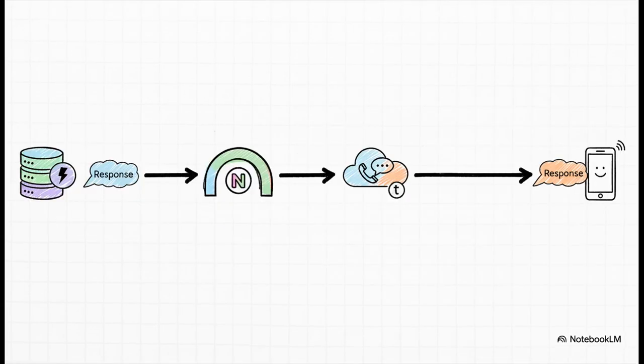And the journey home is just the reverse of the trip in. Our server sends the response back out through the ngrok tunnel, all the way to Twilio. Twilio then takes that response, packages it up as a standard WhatsApp message, and delivers it right back to your phone. The entire round trip is complete, usually in just a few seconds.